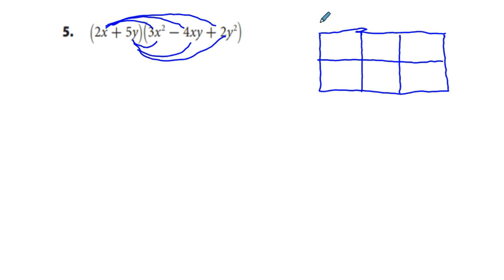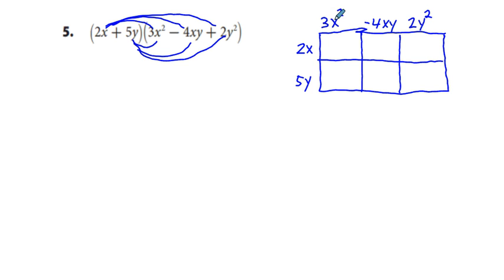We'll put our trinomial on top, which is 3x squared, and then we have negative 4xy, and then we have plus 2y squared. That's our trinomial on top. The binomial on the side, we have 2x and 5y.